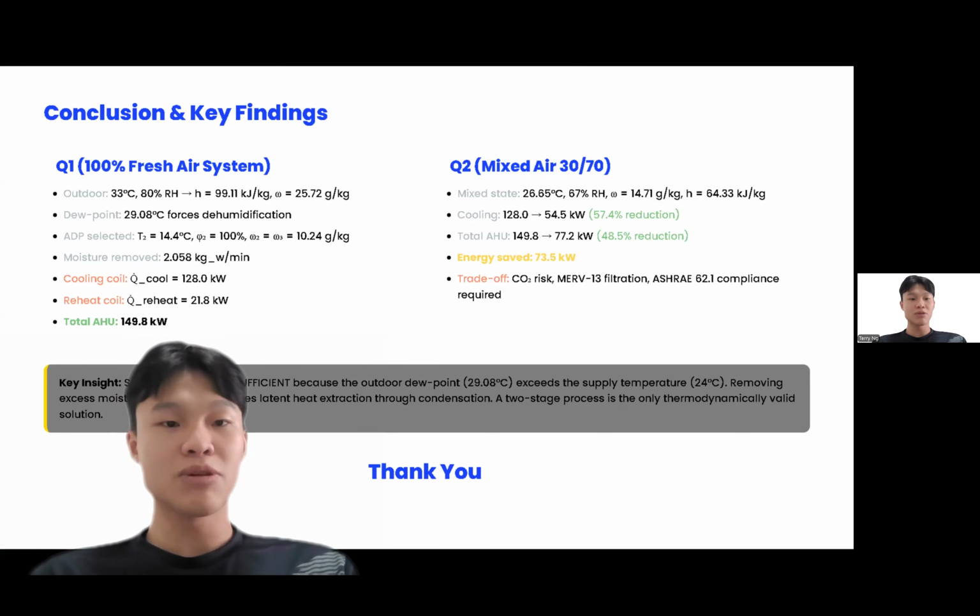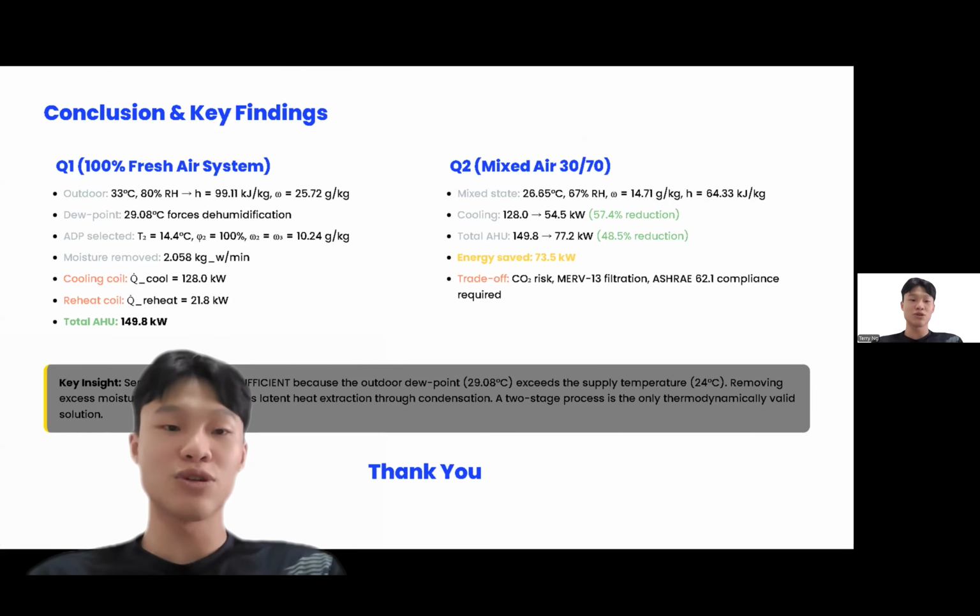The fundamental thermodynamic insight: sensible cooling alone is insufficient because the outdoor dew point exceeds the supply temperature, making latent heat extraction through condensation unavoidable.